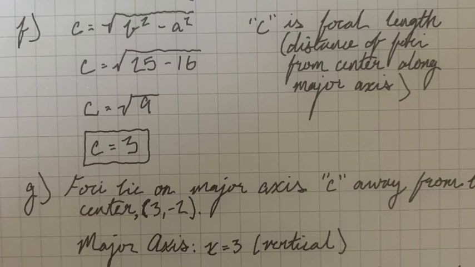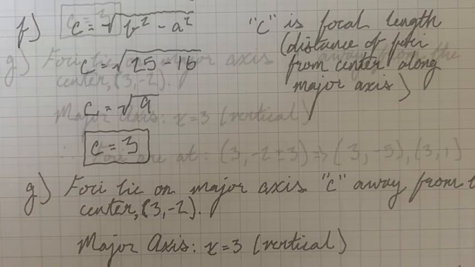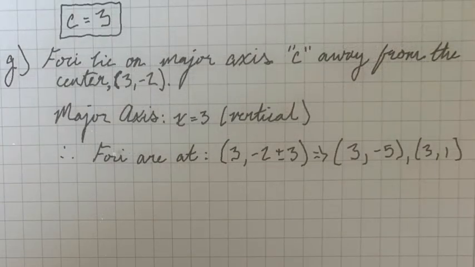which is b squared and a squared from the last part of the problem. So in order to solve, we just plug those values right in. c equals the square root of 25 minus 16. And when those combine, it becomes c equals the square root of 9, which is just c equals 3. So our focal length is 3, which means each of the foci are 3 units away from the center of the ellipse along the ellipse's major axis. This means that the foci are at 3, -5, and 3, 1.